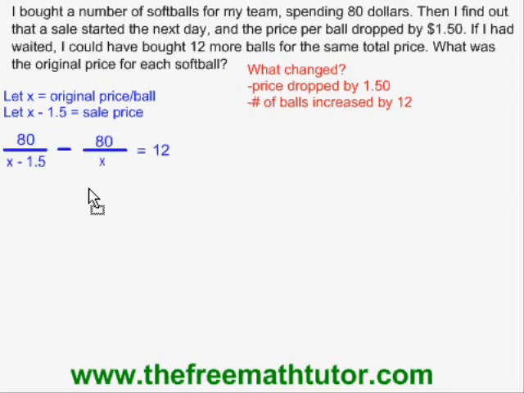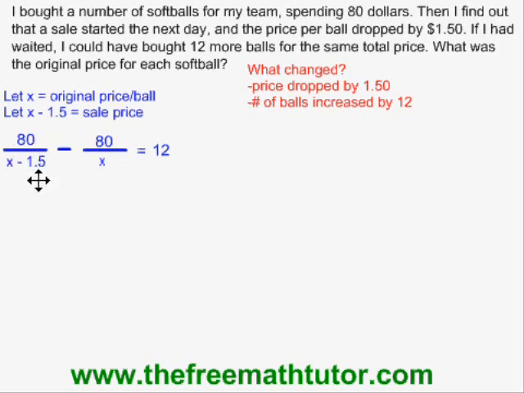Building my equation, the other thing that changed, the number of balls increasing by 12, goes right here to the right of the equals. I have to create two fractions. The bigger fraction minus the smaller fraction will be equal to 12. Because the unit of measure of 12 is number of balls, I have to find a way to make each of these two fractions have the same unit of measure. Since I spent $80, if I divide the $80 by the price per ball, that converts the entire fraction so that it has the unit number of balls.